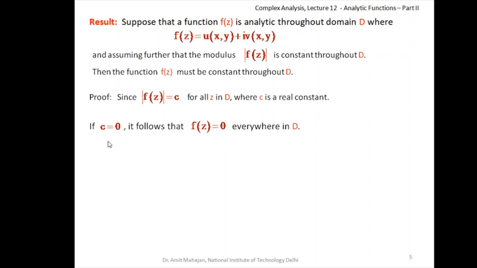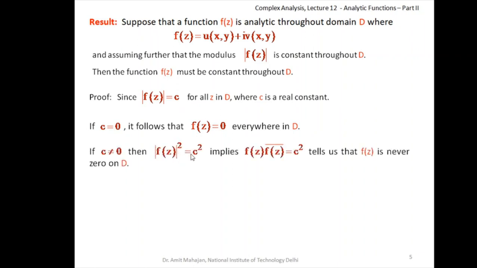So if c is non-zero, then we can square this and write that modulus of f(z) squared is equal to c squared, and this left hand side can be written as f(z) times f(z bar), that's the conjugate of f(z). So this is u plus iv, this is u minus iv, so that means it is u squared plus v squared, right? And because c is non-zero, it immediately means that f(z) is never 0 in the domain. Because if f(z) is 0 then its conjugate is 0, so this non-zero quantity equals 0, which is not possible.